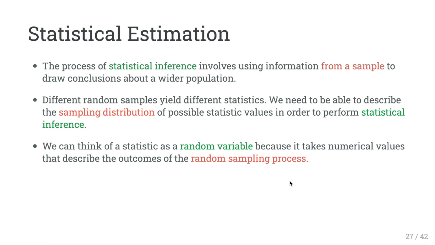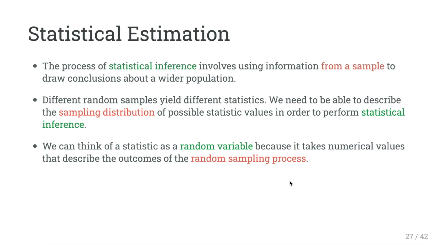When it comes to what is called statistical inference, that involves using information from a sample to draw conclusions about a wider population. So we're using a subgroup, just a sample, to understand how the broader population is.